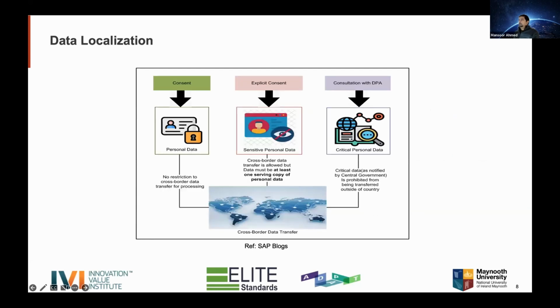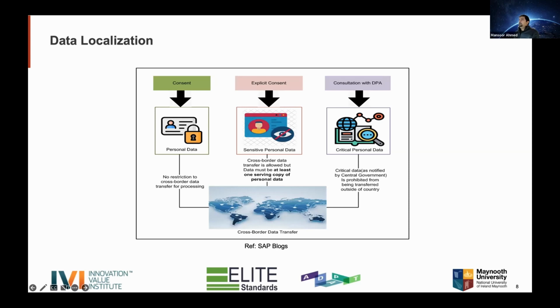So there are three different concepts or categories into which the data is divided. It could be the personal data, the sensitive personal data, or the critical personal data. For personal data, there is no restriction on cross-border data transfer for processing. We just need the consent for that data and we can share the data. For the sensitive personal data, we need to take explicit consent for that specific data which is being shared.